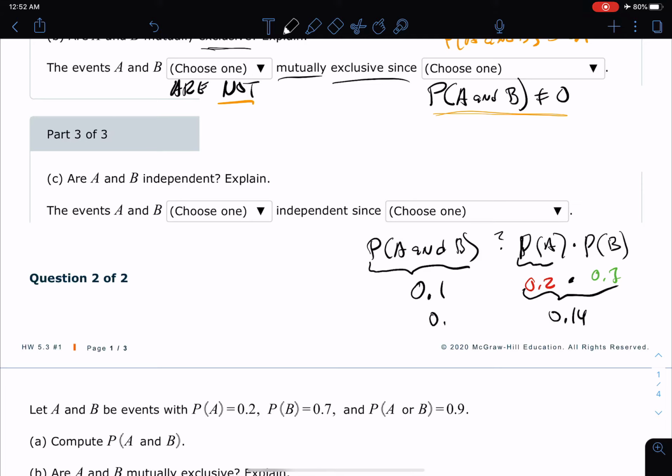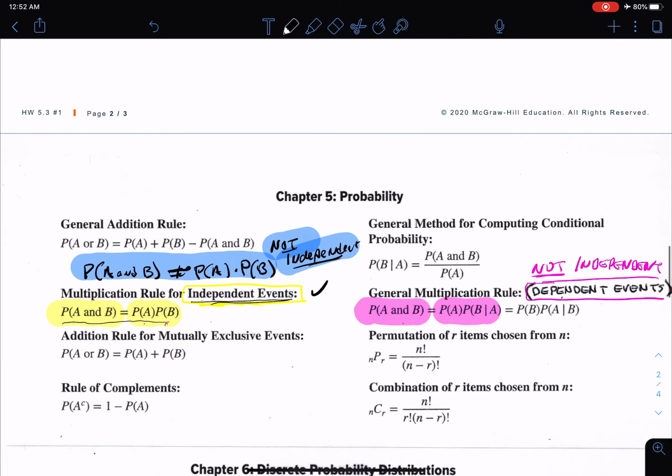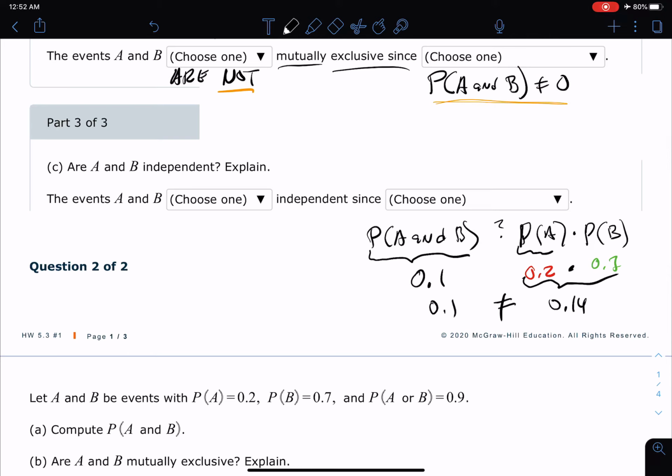And on the left side, we've got 0.1. So these two sides do not equal each other. So remember what we said. When they do not equal each other, that's going to be not independent. So we can do that now. So we're going to say events A and B are not independent.